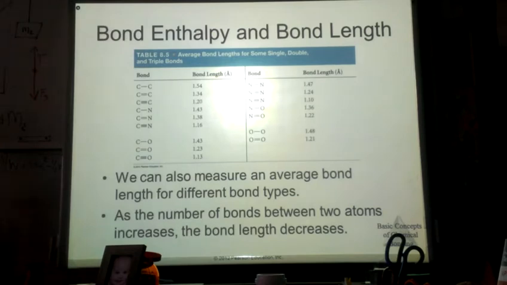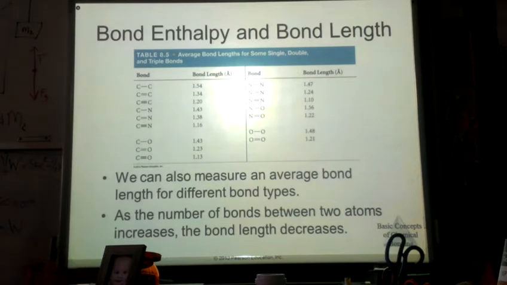We can also measure an average bond length for different bond types. So we already said before that as we gain multiple bonds, our bond length should get shorter. So as the number of bonds between two atoms increases, the bond length will decrease. So this is just another way for me to see that I have more atomic overlap, which means that the bond length should decrease because of this more overlap, more attraction, stronger bond. So bond enthalpy should be higher as bond length gets smaller. Should make sense.